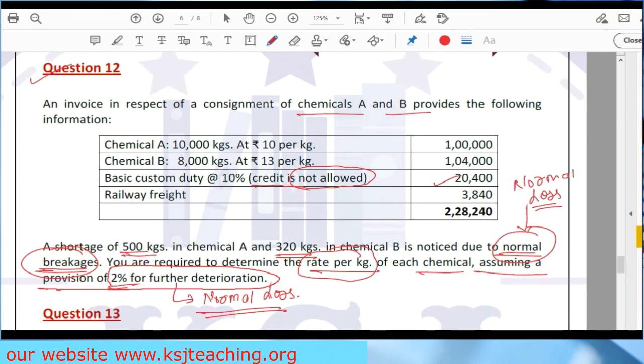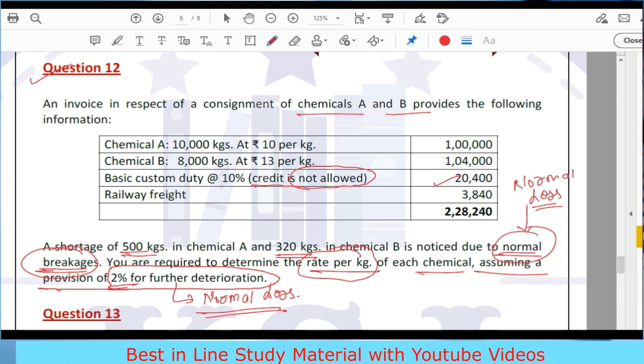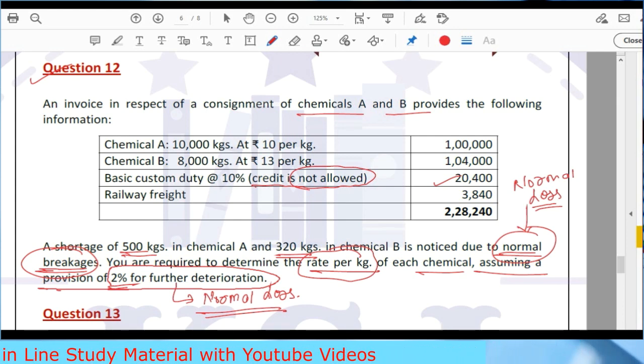Now the railway freight of 3840. Now sir, it is given as combined for chemical A and B. How can we divide this railway freight of 3840, sir? On what basis? We will have to separate it between chemical A and chemical B. On what basis can we do this? Take a simple example, sir. When you go to courier something, your friend says, please courier me that book. Okay, you say, I'll courier you the book. So when you go to the courier shop to courier that book, on what basis do they charge you the amount?